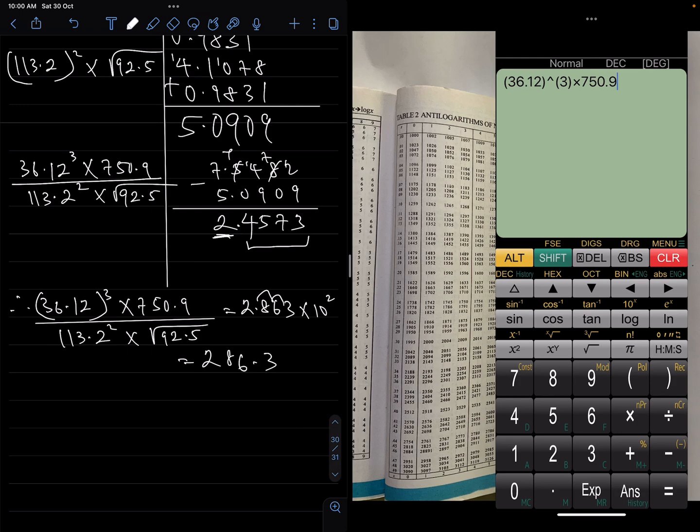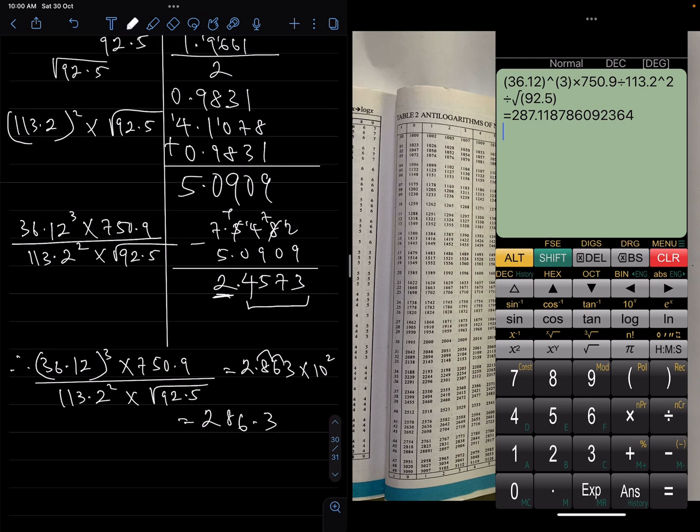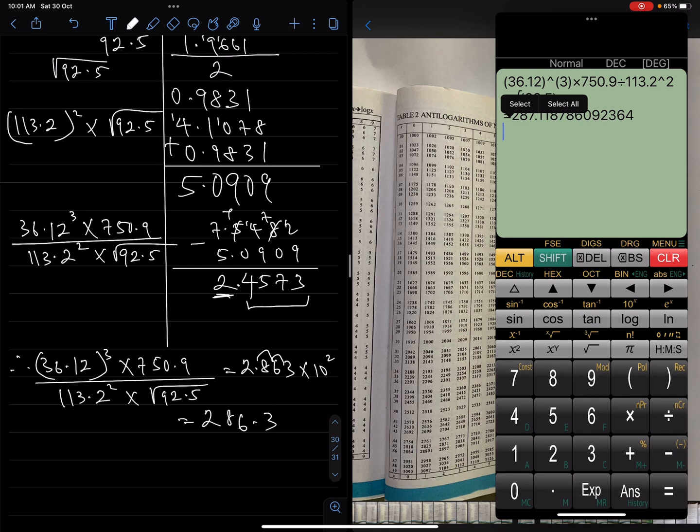So times 750.9 divided by 113.2 squared, divided by square root of 92.5. And what's the answer? 287.118, which is also very, very close to what we got. We got 286.3 and they got 287 point something. They are still very, very close. I'm even wondering why they didn't give us 750.9 times 113.2 squared divided by 92.5. You would see that this is 286, this is 287. It's just a difference of 1.